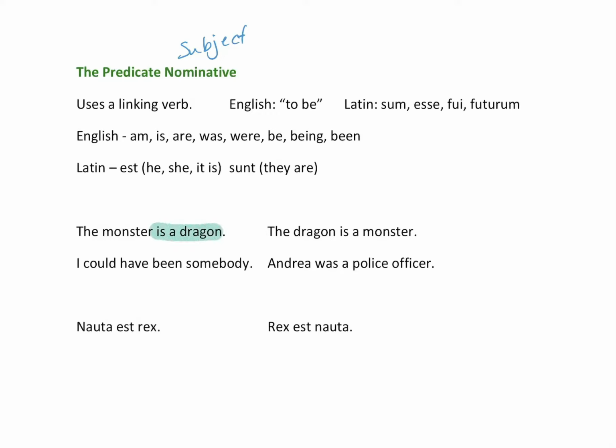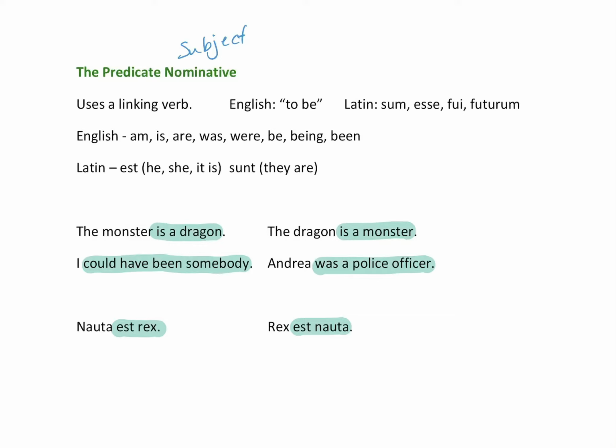So is a dragon, is a monster, was a police officer, could have been, that's part of the verb phrase, somebody, and then in Latin, est rex and est nauta. So everything else, the monster, the dragon, I, Andrea, nauta, which is sailor, rex, which is king, that's the nominative, that's the regular subject. Now, the part I have highlighted in green is called the predicate. But sometimes the nominative appears also, or a nominative appears also in the predicate.